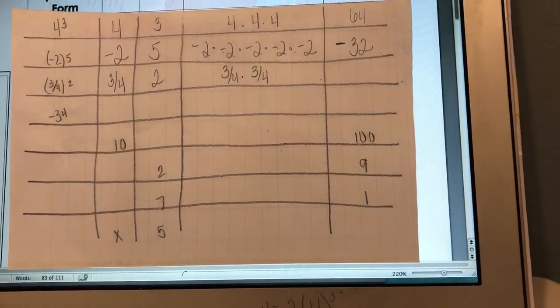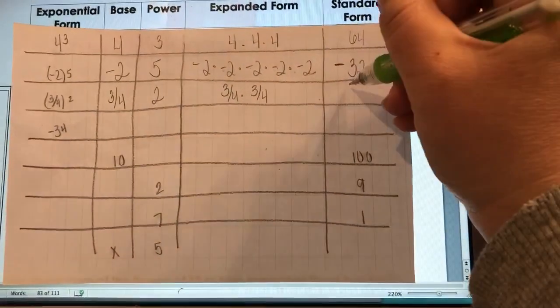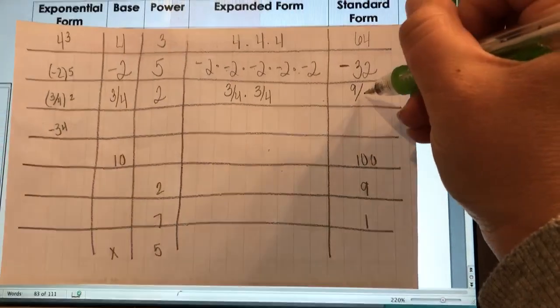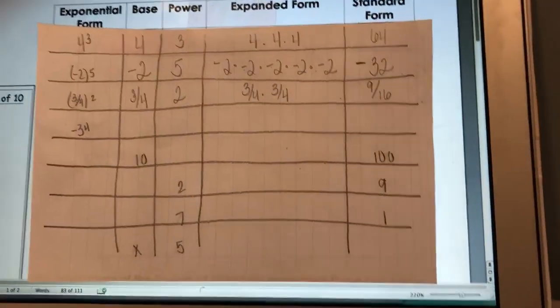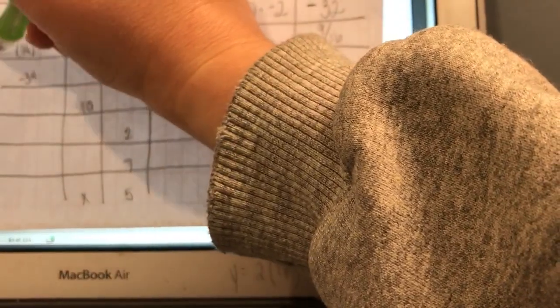And then standard form, I'm just going to multiply my numerators by my denominators. So 3 times 3 is 9. 4 times 4 is 16. And we are done.